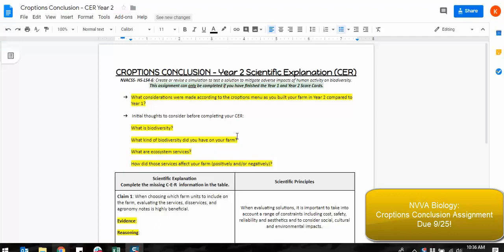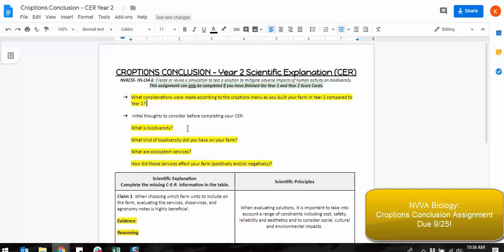What you'll notice is in order to have this assignment done, you have to have your scorecards completed. That's year 1 and year 2. So it's really important because you're going to need evidence from those scorecards to help you to answer your CERs on this form.